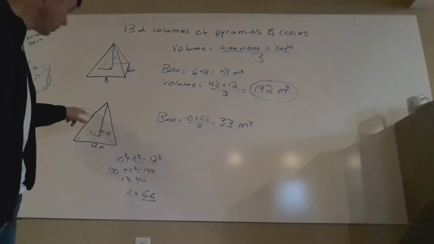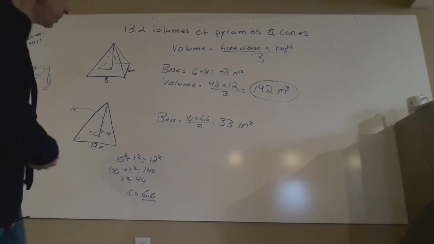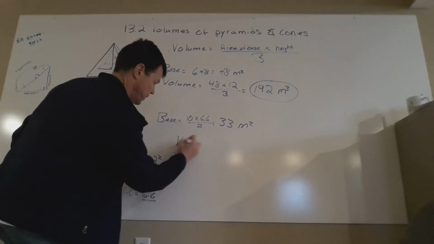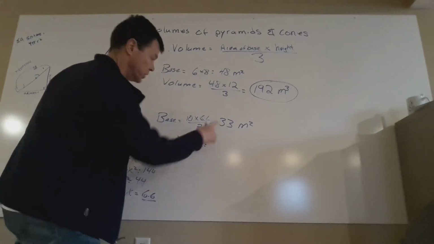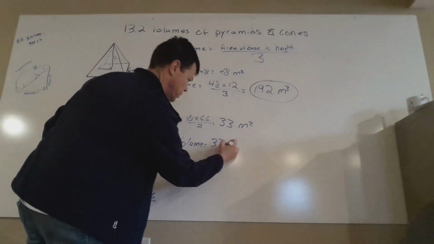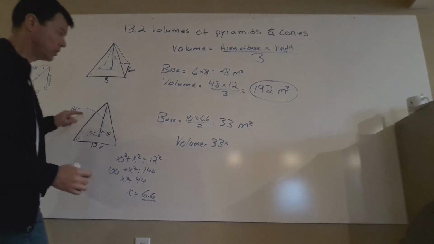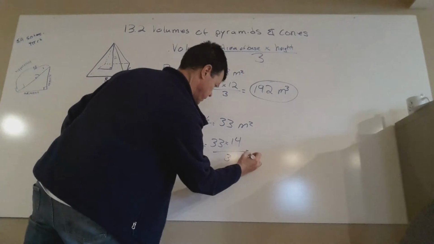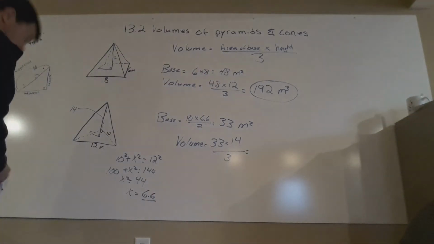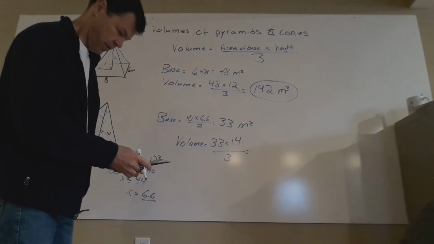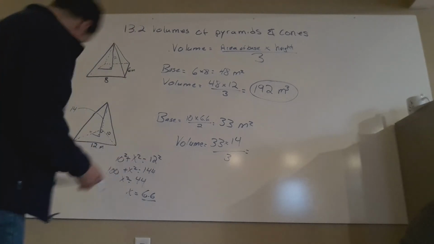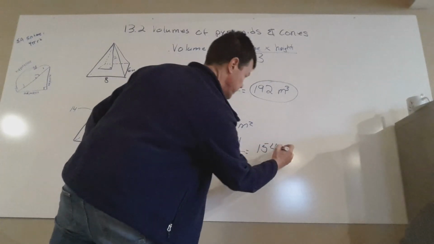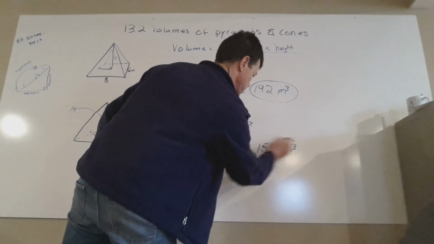Multiply that by the height, 14, and then we will divide it by 3 to calculate our volume for this pyramid. So volume equals our base, 33, times the height, 14, divided by 3. 11 times 14 is 154. Volume of that pyramid, 154 meters cubed.